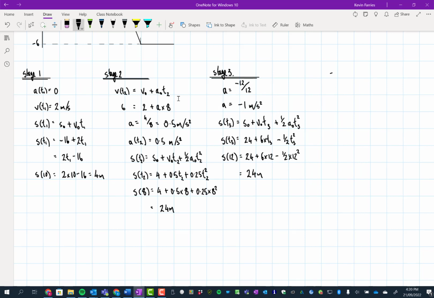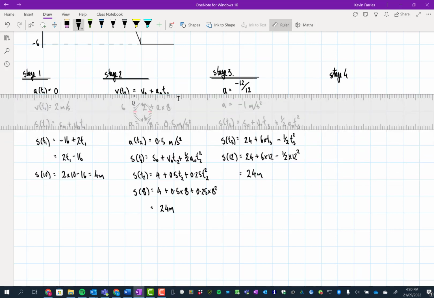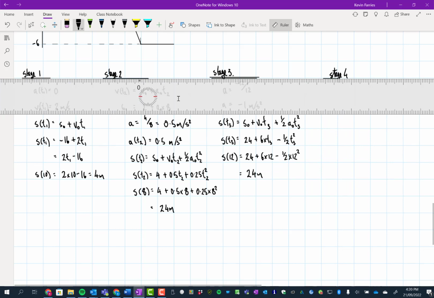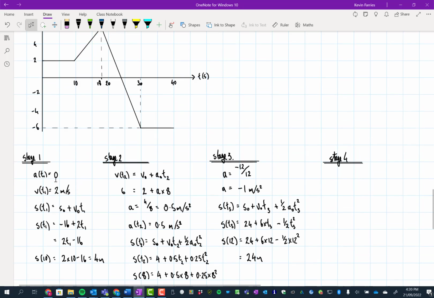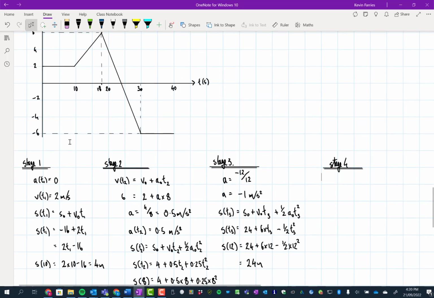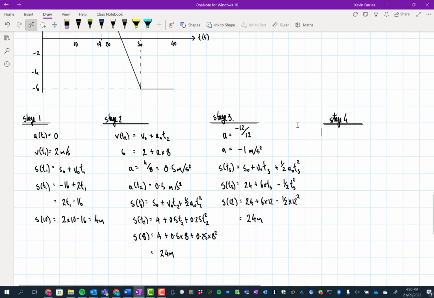Stage 4. In this stage, you can see that the velocity is constant, so therefore our acceleration must be 0. Let's go back up here. So this is stage 4 here. The velocity is staying constant at -6, so the acceleration is equal to 0. Then, because acceleration is 0, we'll reset the time again to start at the beginning of stage 4, and the initial displacement was 24 meters.